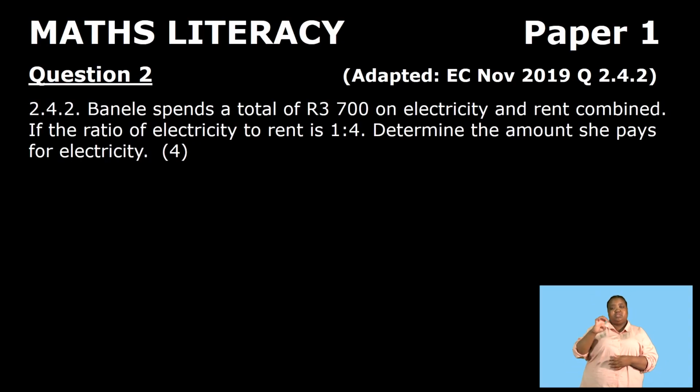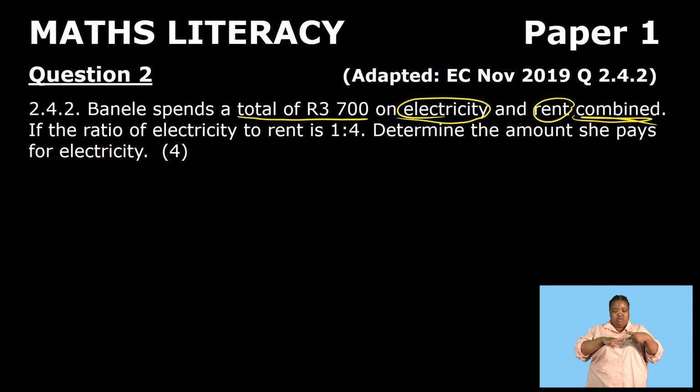It was adapted from the Eastern Cape question paper, November 2019, question 2.4.2. Banele spends a total of 3,700 on electricity and rent combined. So it means they are joined together, the total amounts. Then if the ratio of electricity to rent is 1:4, determine the amount she pays for electricity.